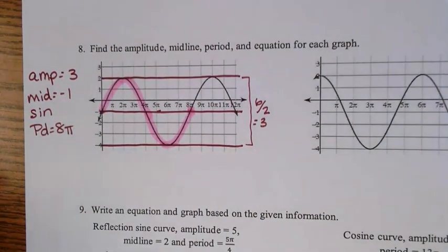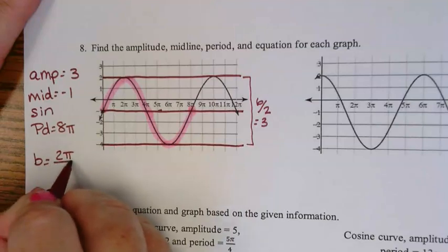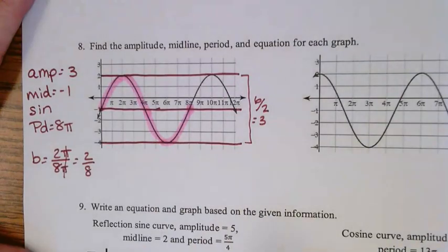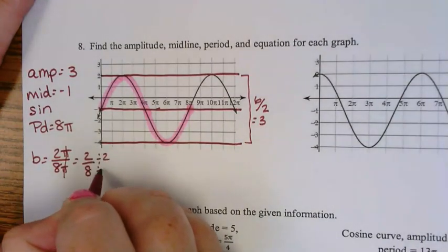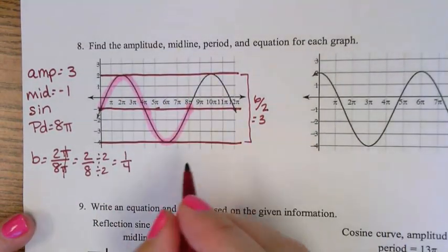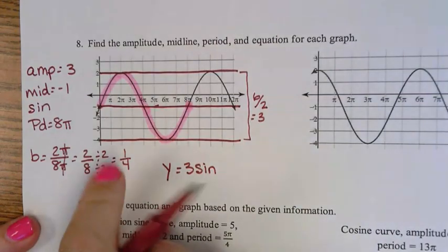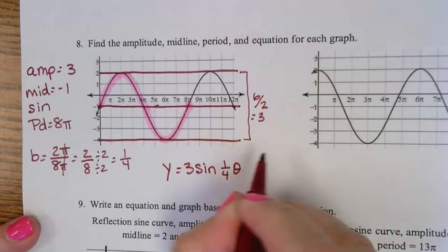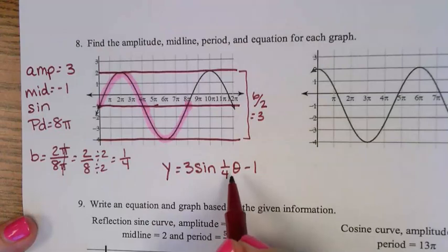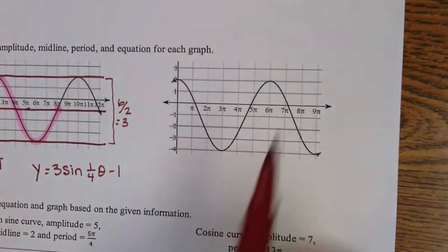Okay. We just got to find b first. So b is just 2 pi divided by 8 pi. Pi's cancel. We get 2 over 8, and that reduces. We take a 2 out, 1 over 4. Notice the sine goes up, so it's positive. So my equation is y equals 3 sine 1/4 theta minus 1. Okay. Could you have just put the theta on top instead of 1? Absolutely.